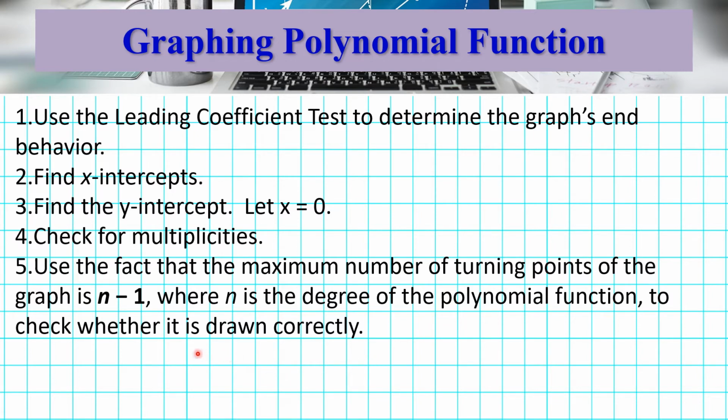So, to check whether it is drawn correctly, double check lang yung turning points daw. And number 6, locate additional points using table of values. So, pwede kang mag-assign ng mga possible values of x and then solve using the function para makapag-locate ka pa ng additional points para mas medyo accurate yung pag-graph mo ng polynomial function.